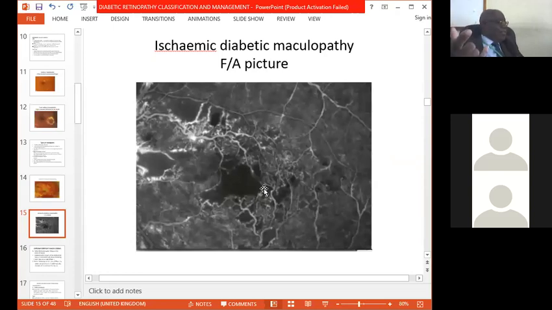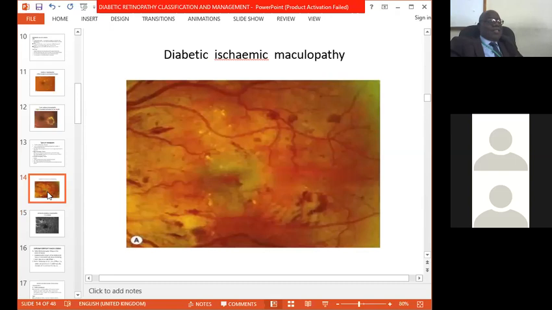The same picture, but we've got areas of non-perfusion, these blank ones, where there are no capillaries, small capillaries are not there. That's how you say this is ischemic diabetic maculopathy. If you just look at the picture, you can't make a diagnosis of ischemic maculopathy. It has to be this followed by that, confirmed by fluorescein.